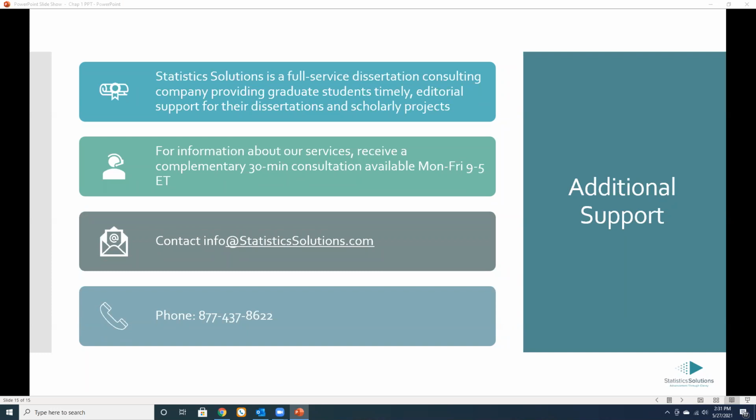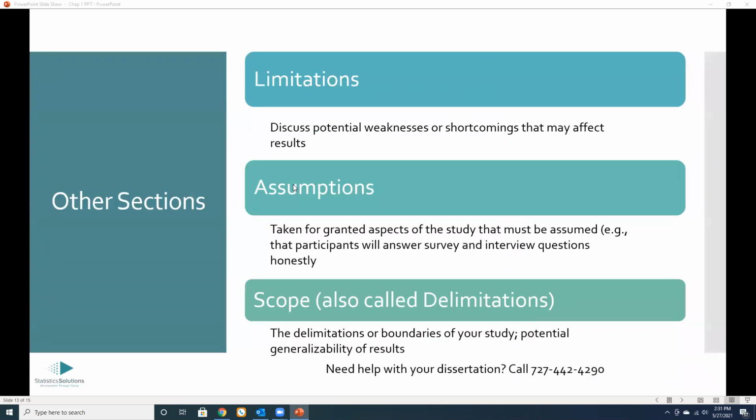What does it mean to have potential generalizability of results in the scope? Okay, this is a good question. I'm glad you brought up generalizability, because I forgot to. And it's not in the scope really. It can be in one of these sections. It can be in the limitations.